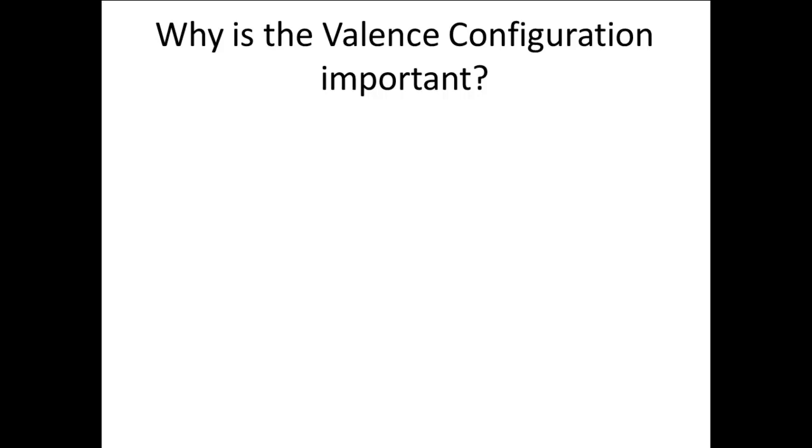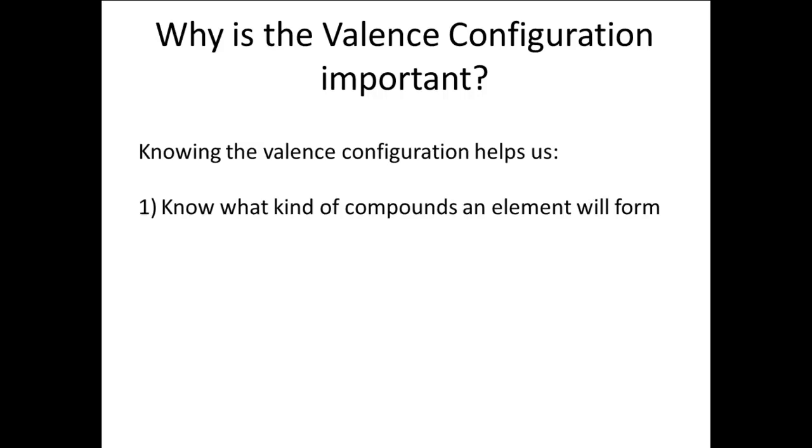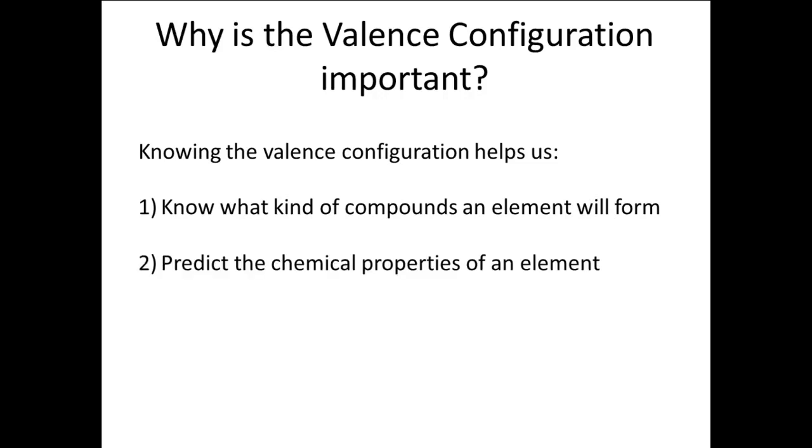The valence configuration is important because knowing the arrangement of electrons in the valence shell can help us, one, understand why elements form the compounds they do, and two, predict the chemical properties of an element.